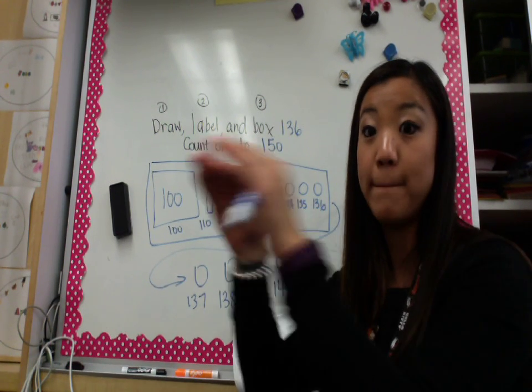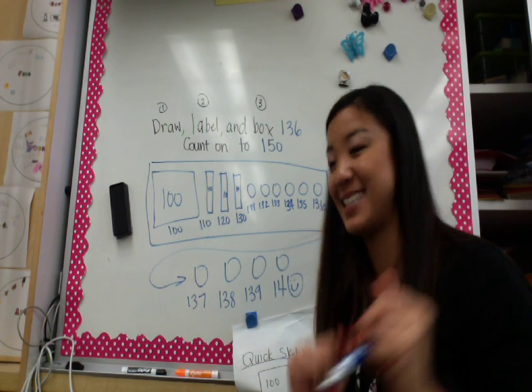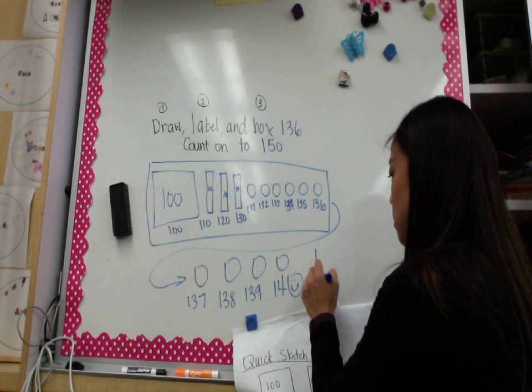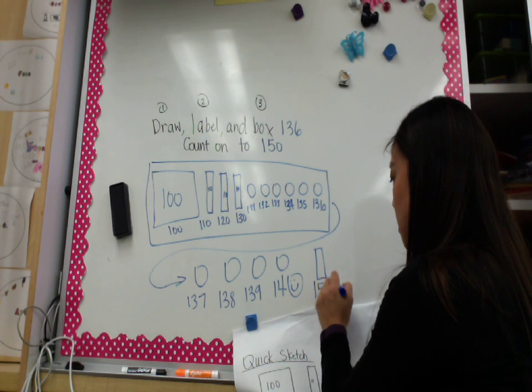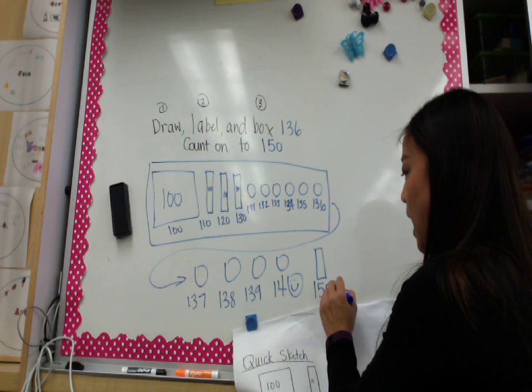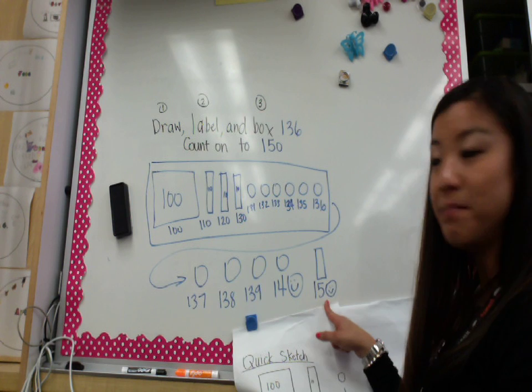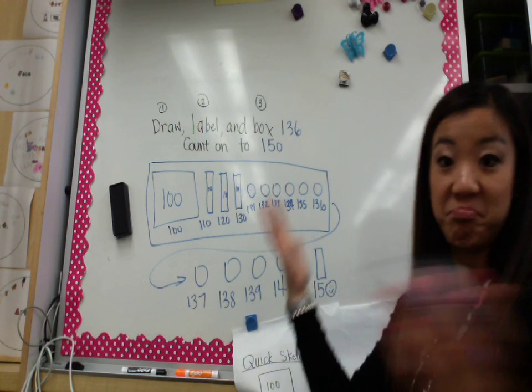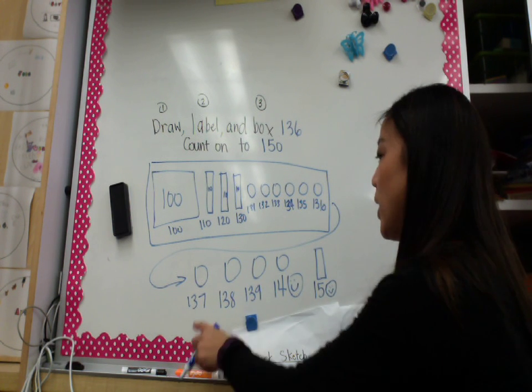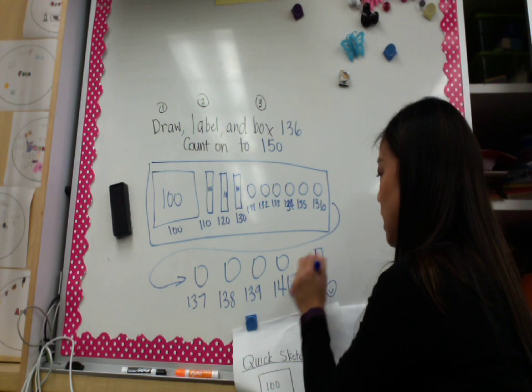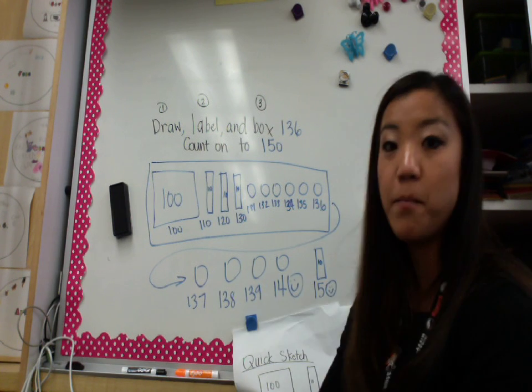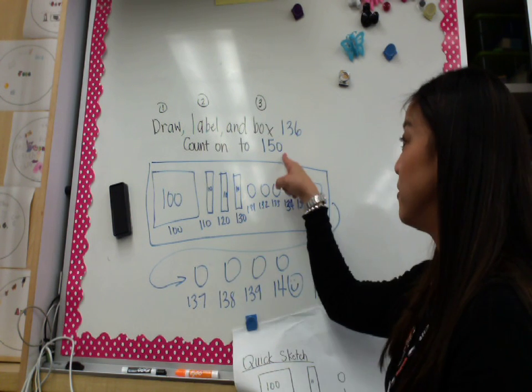So now I can make medium jumps and count by tens. So now I'm going to add a 10. And I'm still at a happy benchmark number. So now I'm at 150. And that's it. So I needed 10, 11, 12, 13, 14 more to get to that 150.